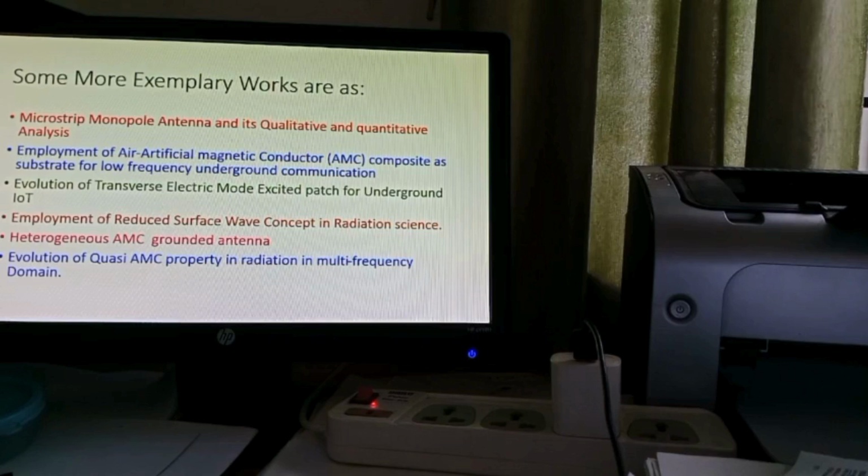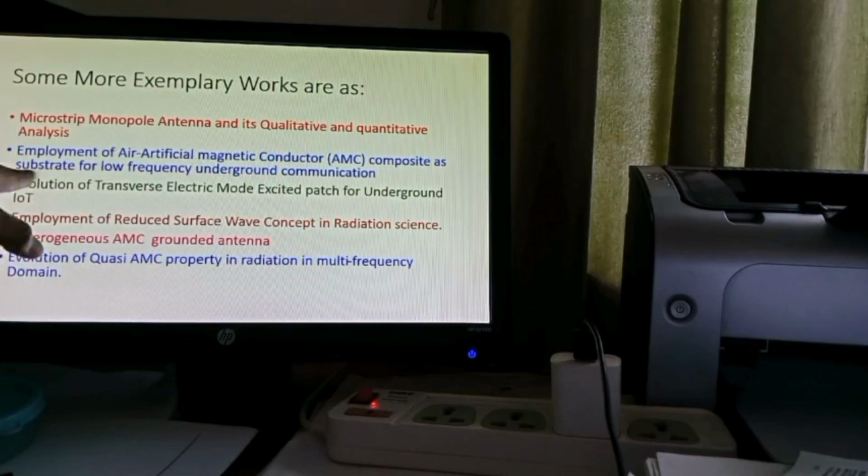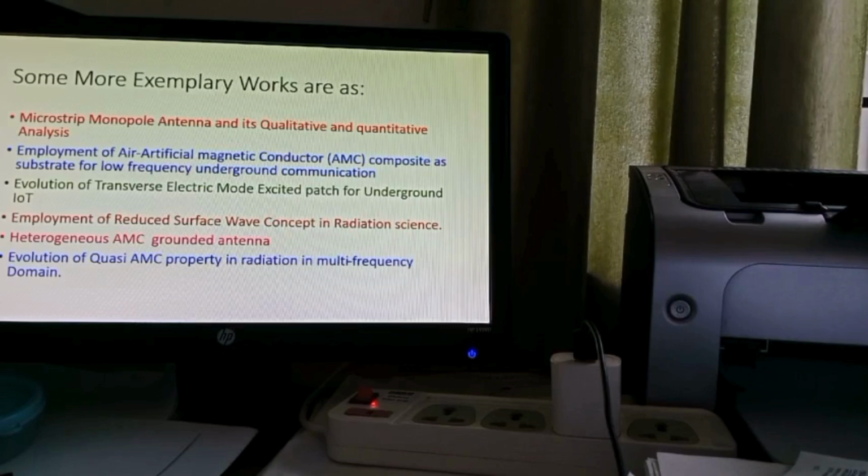And this is the evaluation of transverse electric mode excited patch. This is also very few works, probably 2 works are there, this and followed by our work. Another work has been proposed from another part of the world. So this is a transverse electric mode excited patch. This is also for underground internet of things application. It is very good because it has wider bandwidth. This is the full analysis you can get in IEEE Transactions on Antennas and Propagation 2023.